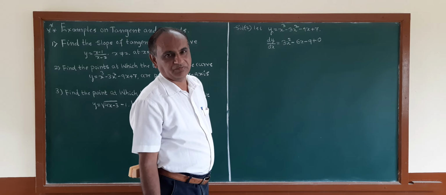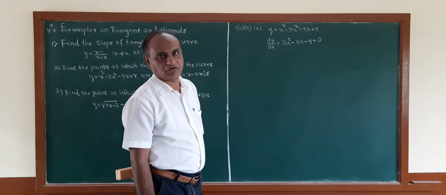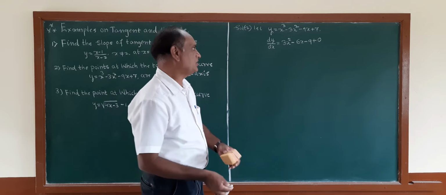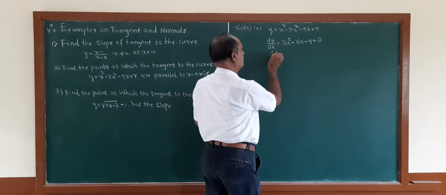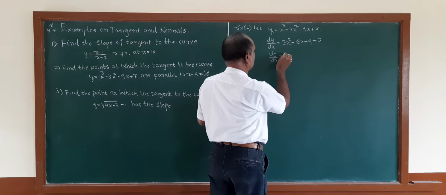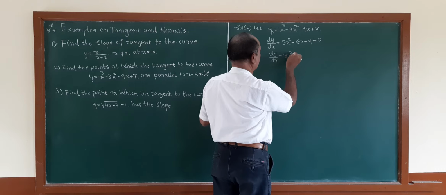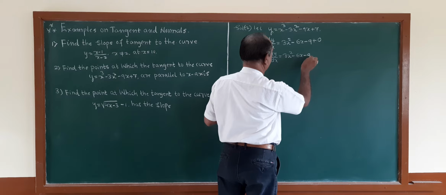First derivative simply divided by using the derivative of x raised to n formula: n times x raised to n minus 1. Again simple, you have to write in simplest form, that is dy by dx is equal to 3x square minus 6x minus 9.